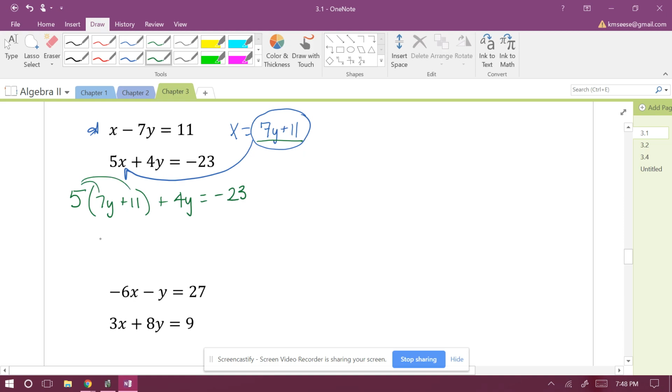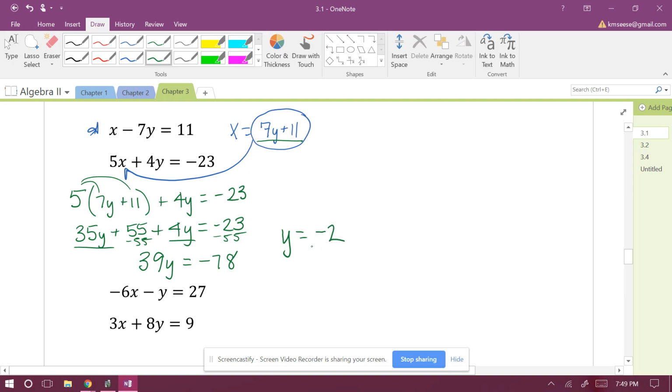So distributing, combining, I have 35y plus 55 plus 4y gives me negative 20. So that gives me 39y equals, if I subtract 55, that gives me negative 78. Divide by 39. It does work out really nicely that y is negative 2.